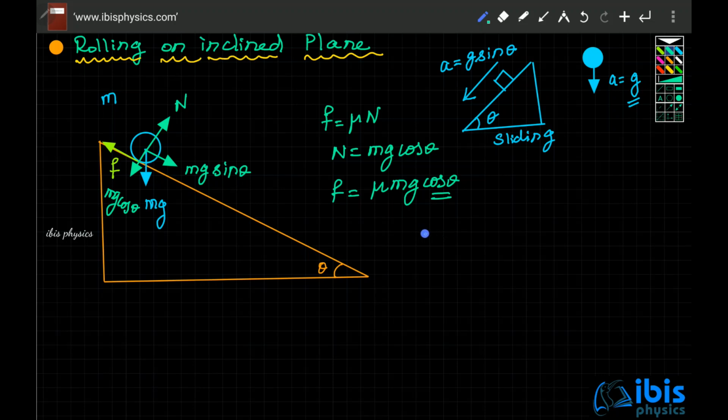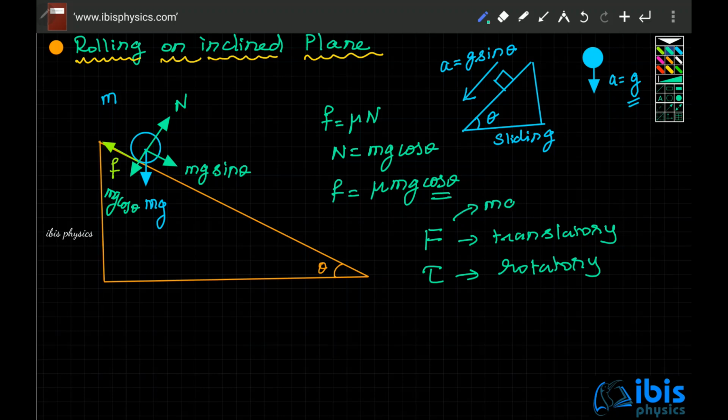So what causes translatory motion is force. So force causes translatory motion, and torque causes rotatory motion, and force is mass into acceleration. Torque is, there are two things. For force, the mass is the inertia, and here it is moment of inertia I. The acceleration is a, translational acceleration or linear acceleration. Here it is the angular acceleration alpha.